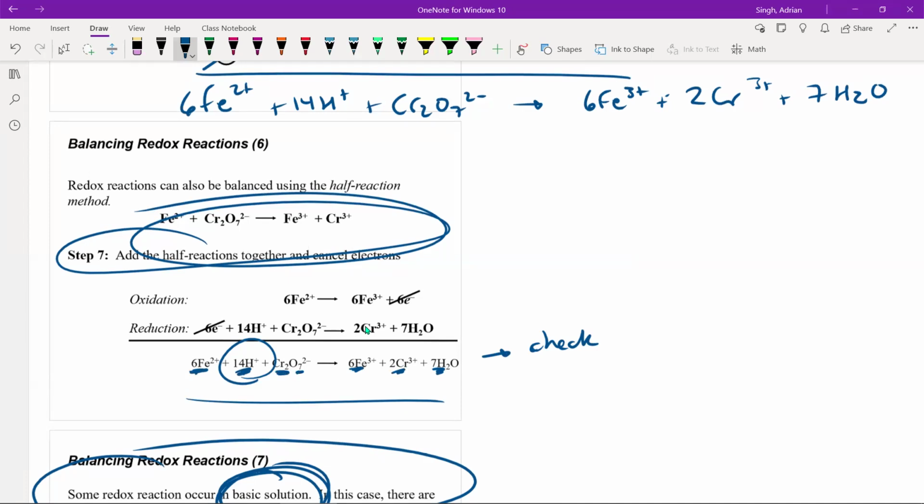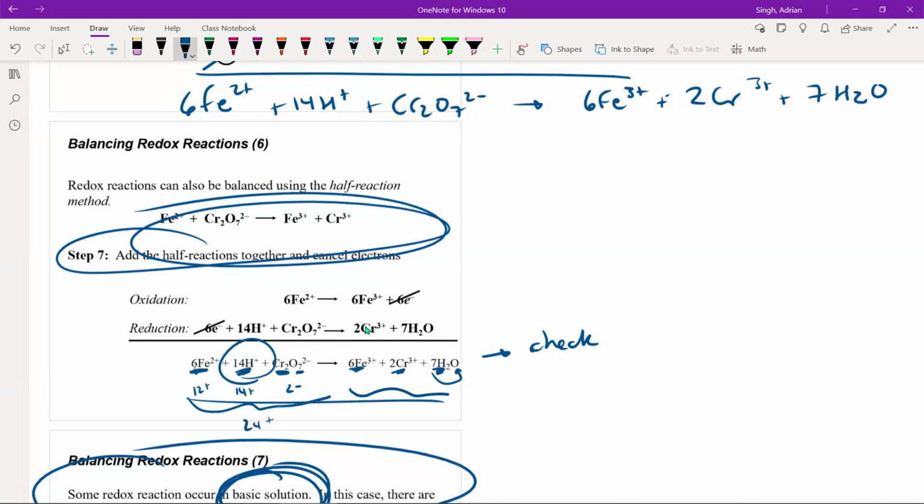7 O's here on the left side, 7 O's on the right. If we look at the charges, we have 6 times 2, that's 12 plus, we have a 14 plus, and we have a 2 minus. Okay, we add these together. We have 12 plus 14 is 26, plus minus 2, that would be 24 plus.